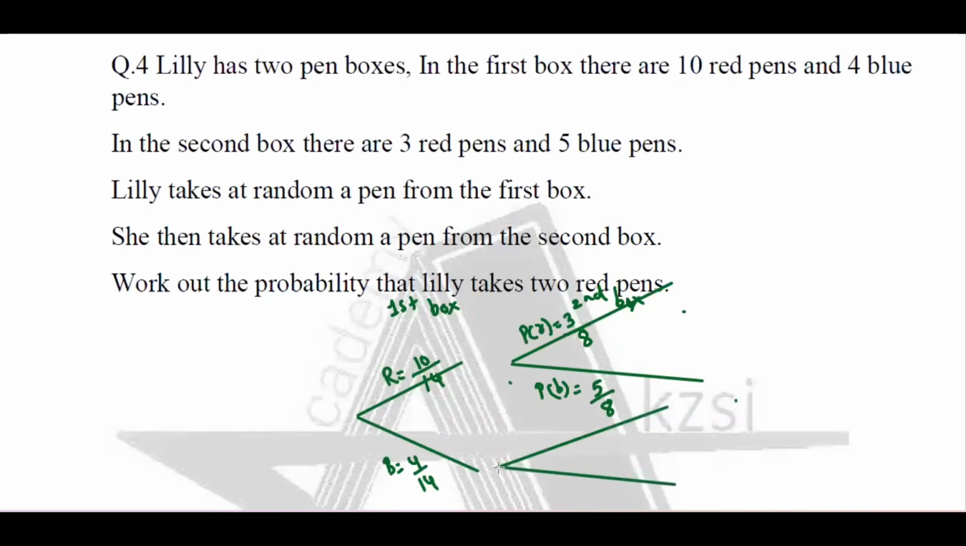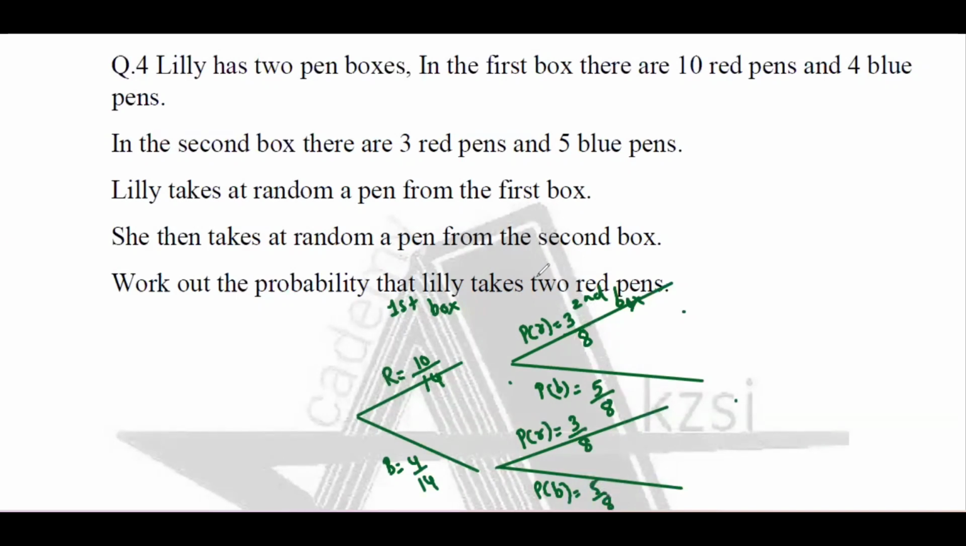Same I can say that if she has already chosen a blue pen from the first box and now she wants to choose a pen from the second box, she'll be having two different choices. Either she can pick a red pen or a blue pen. They both are independent, so definitely picking the pen from the first box hasn't changed the probability. It has no impact. So how many red pens are there? 3 red pens out of 8. And the probability of blue, how many blue pens are there? 5 over 8. This is your complete tree diagram.